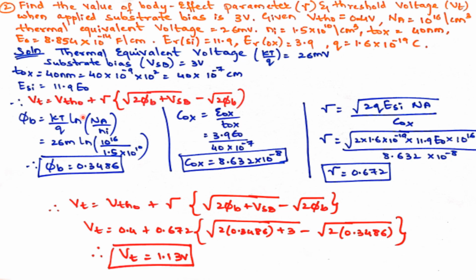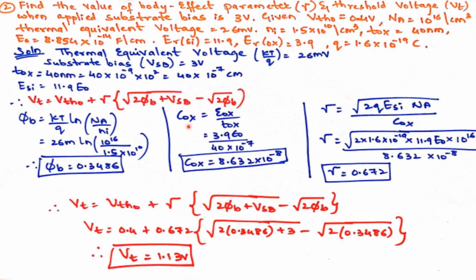So first let us calculate phi b. Phi b is given by Kt by Q, ln of Na by Ni. Kt by Q is given as 26 millivolt, ln Na and Ni values are given. Once you substitute this, phi b is 0.34.